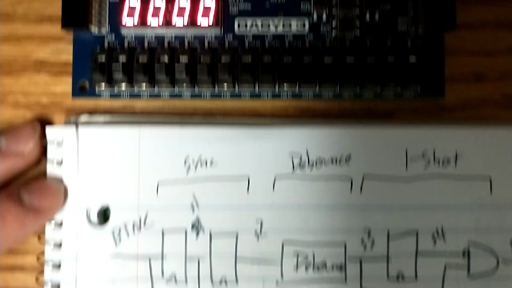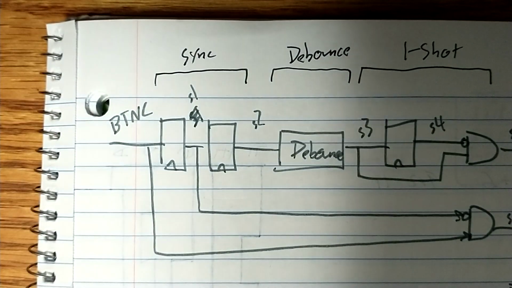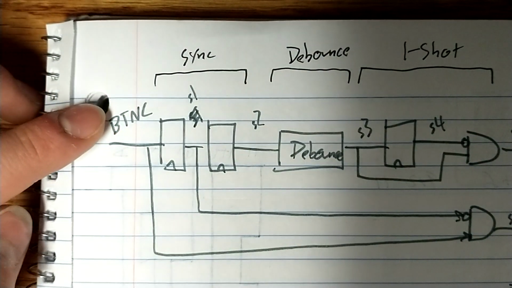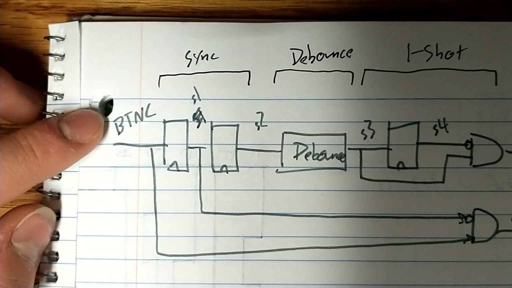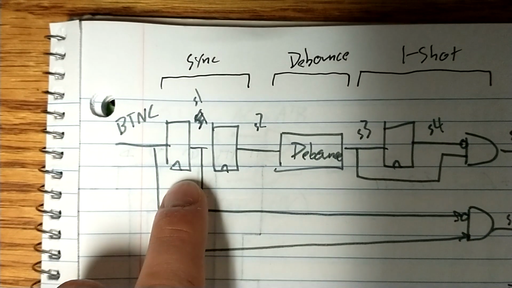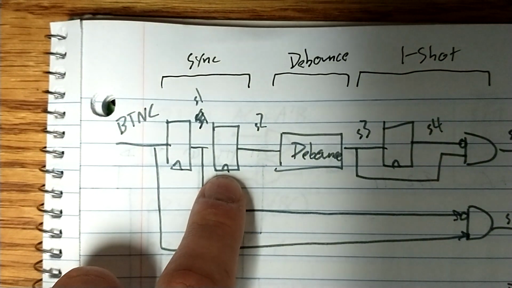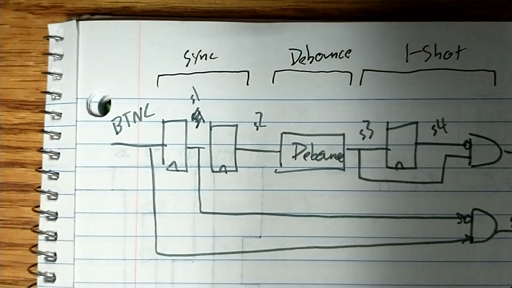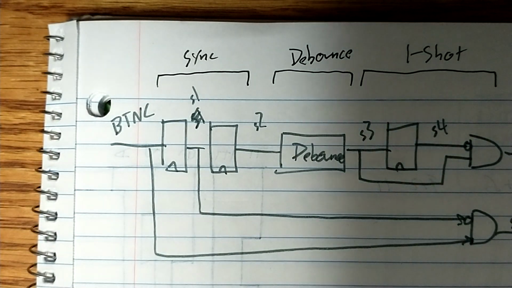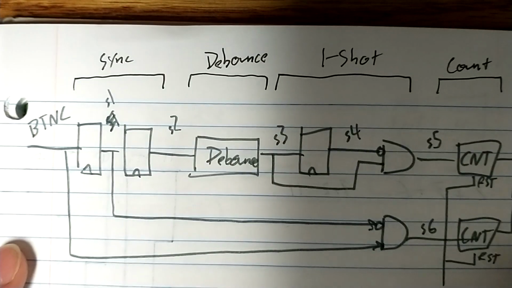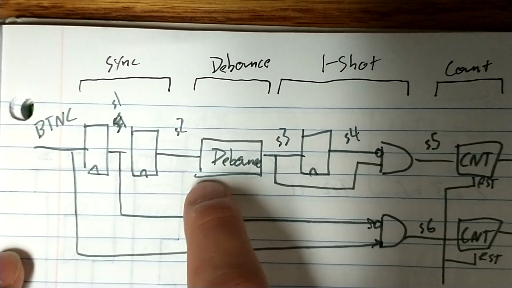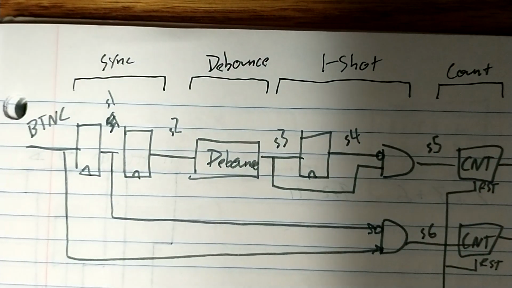I also have right here the general schematic for this lab. So we have the input here, which is the center button. We have it coming into these two flip-flops, which act as the sync. They synchronize the button presses with the clock cycle. And here it comes into the debounce module.